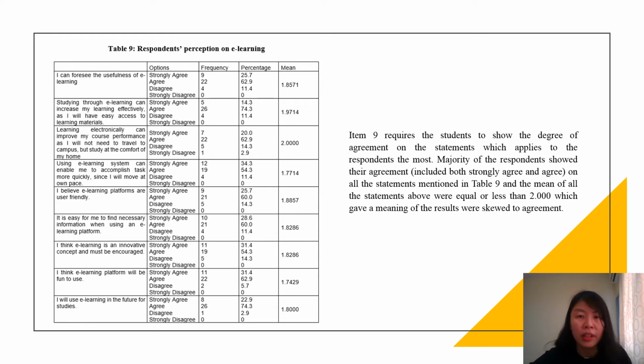Okay, now come to item number 9. Item 9 requires the students to show the degree of agreement on the statements which apply to the respondents the most. The majority of the respondents show their agreement, including both strongly agree and agree, on all the statements mentioned in Table 9, and the mean of the statements is equal to or less than 2.0, which means the results were skewed to agreement.